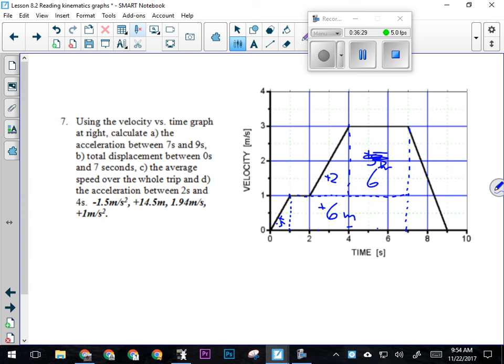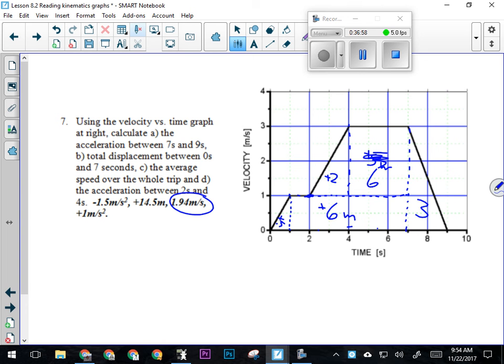Average speed over the whole trip. The only thing we're missing to get total distance is this last triangle. It won't be that hard as long as I can count this time. It's 3 high by 2 wide, so 3 times 2 is 6, over 2 is 3. If I add all of those together and divide by 9, I'll get my average speed over the whole trip.